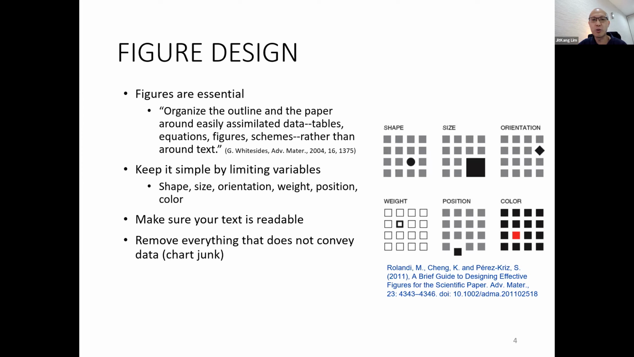And remove everything that does not convey the data. For example, you have the color tone, shadow, gradual change of color and things like that. A gradient change of color is used for certain purposes. For example, it's used to illustrate the wavelength or the frequency change, because the color change is associated with the frequency change. Sure, go ahead and use it.